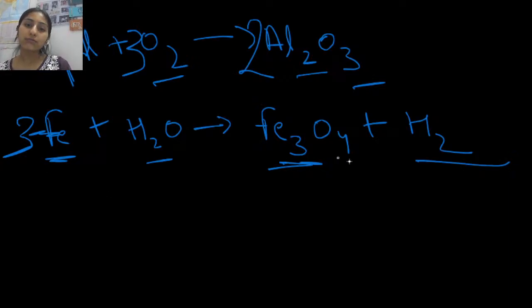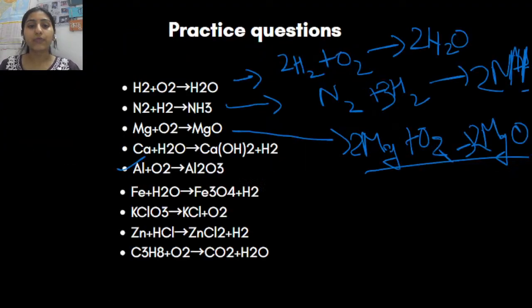Oxygen has four atoms over here, so we would multiply by four on this side, and hydrogen has now eight atoms, whereas there are just two. So we would multiply by 4 over here as well. And now the hydrogen, oxygen, and iron are all balanced. Right? Okay, so this is also balanced now.